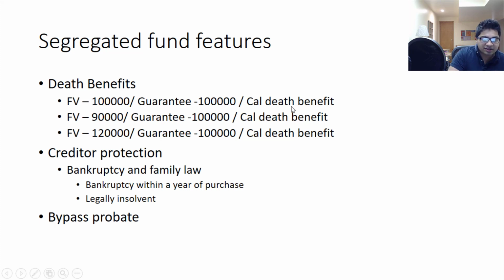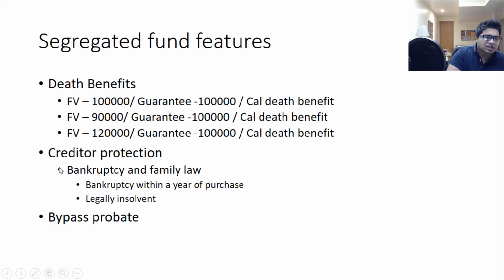So death benefit is always the difference between guaranteed amount and fair market value. In this case death benefit is 0, 100,000 minus 100,000. In this case death benefit is 10,000, 100,000 minus 90,000. In this case death benefit is again 0 because fair market value is greater than guaranteed amount. One more significance of death benefit: death benefits are not taxable in Canada. Whatever death benefits you get are not taxed, and the maturity amount is taxed.